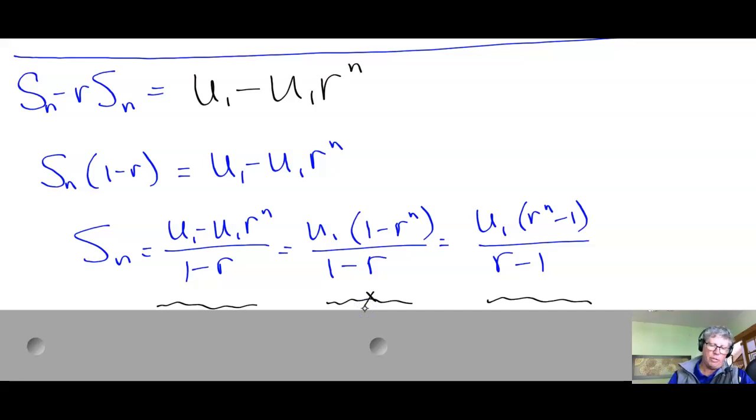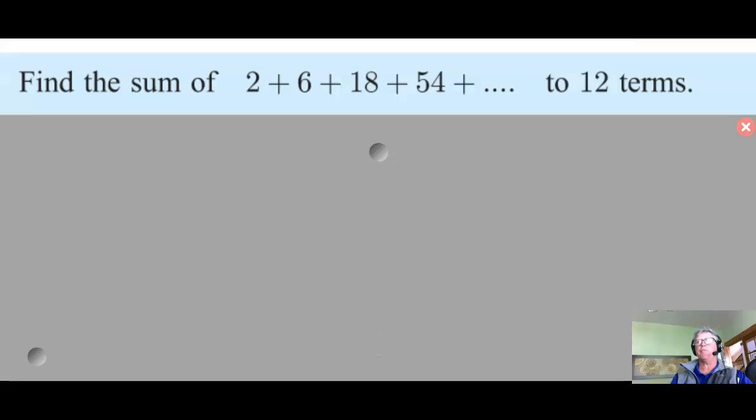Glutton for punishment, I don't know. It's fun. All right, let's do our first example.